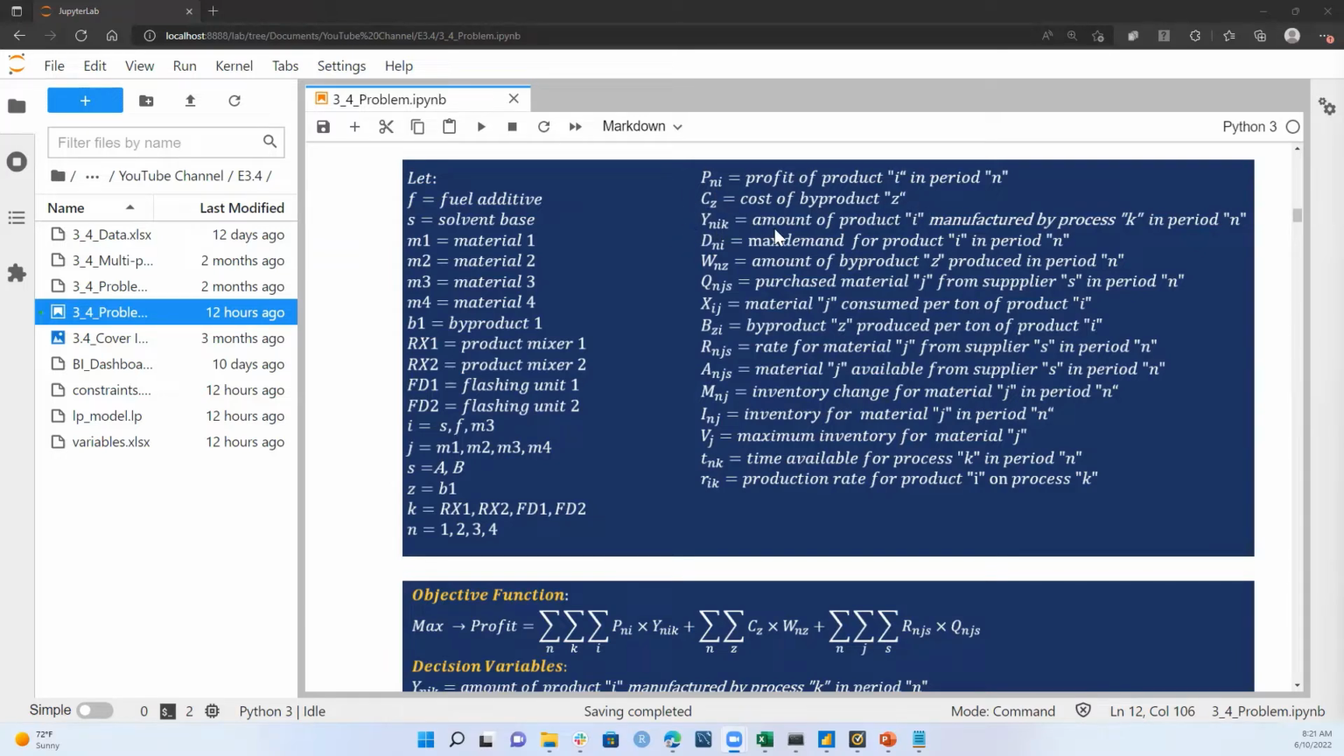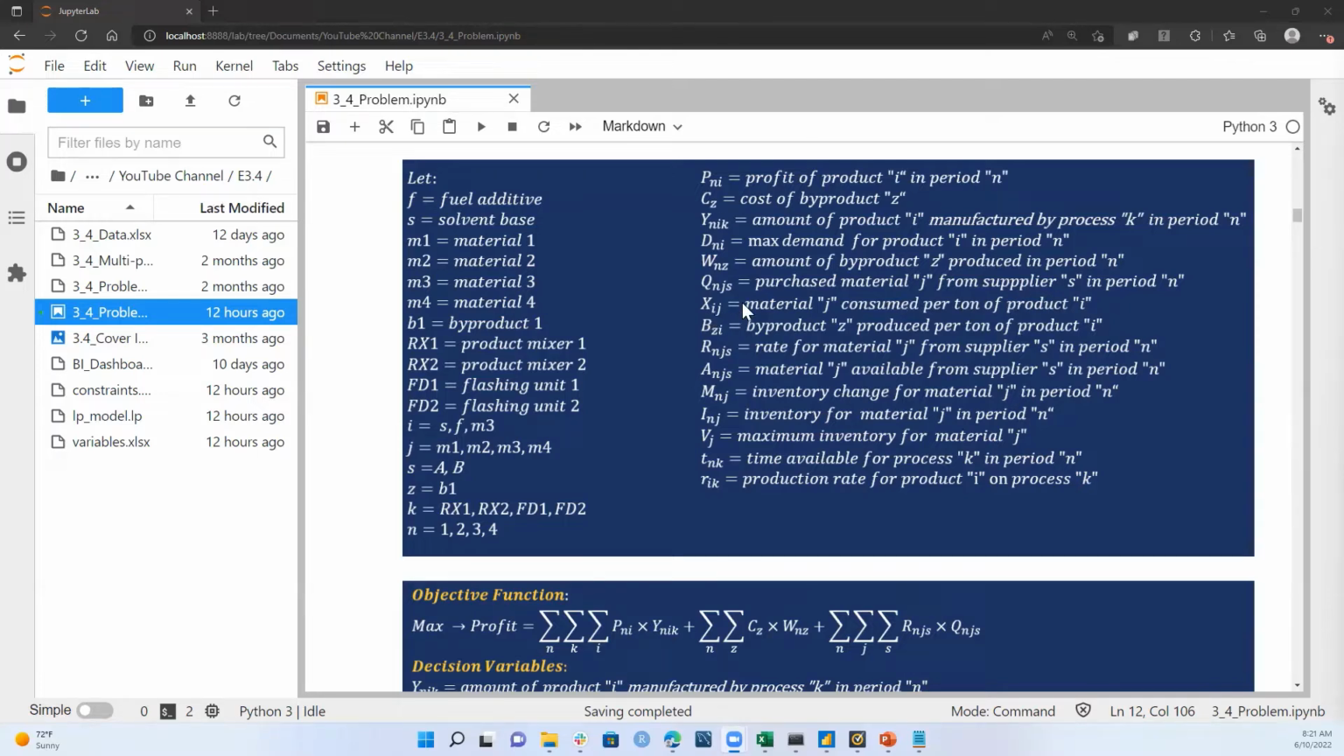Y sub Nik is going to represent the amount of product I manufactured by process K in period N. D sub Ni is going to represent the maximum demand for a product I in period N. W sub Nz is going to represent the amount of byproduct Z produced in period N. Q sub Njs is going to represent the purchased material J from supplier S in period N.